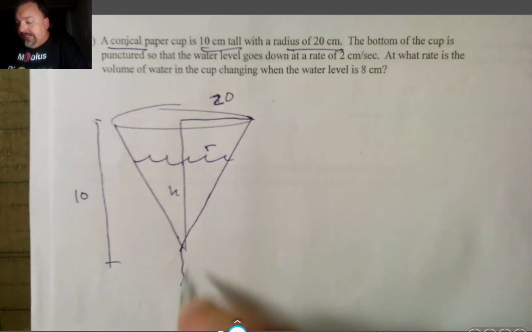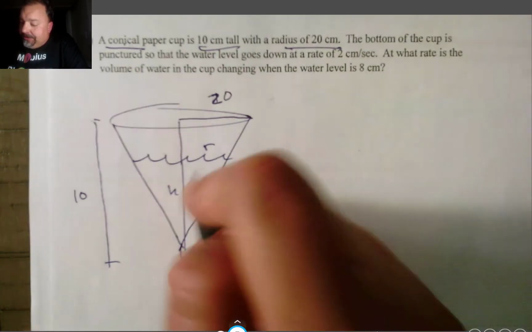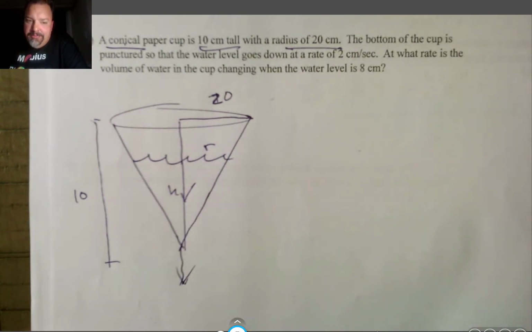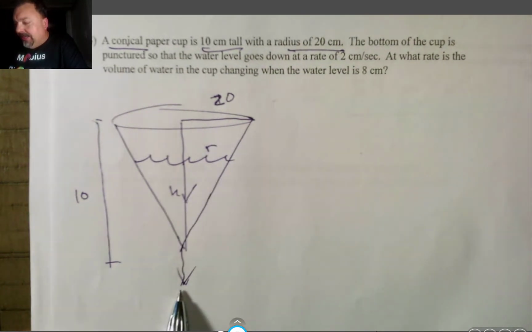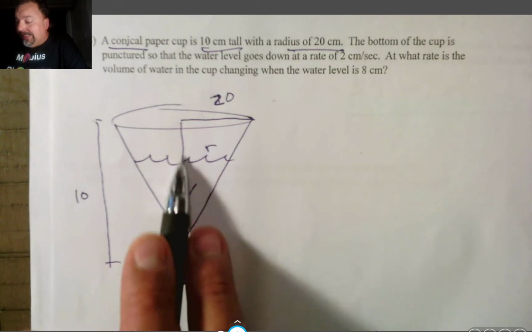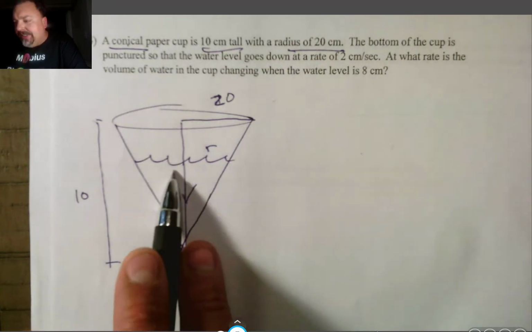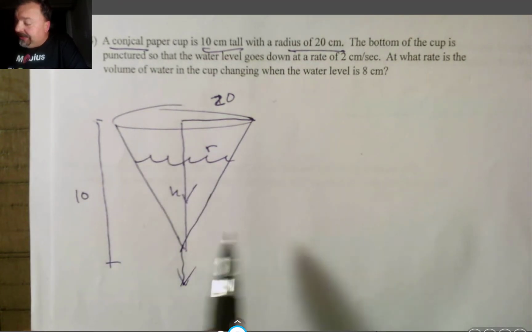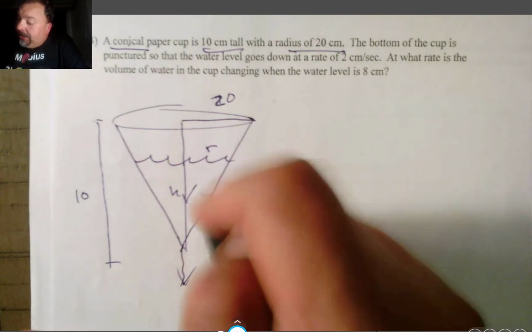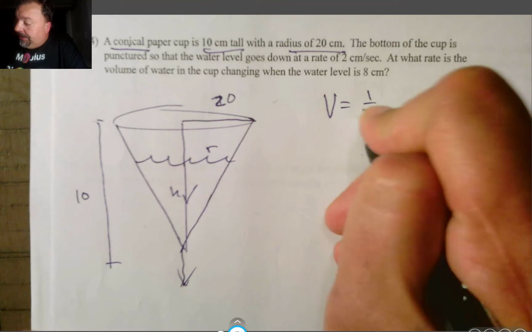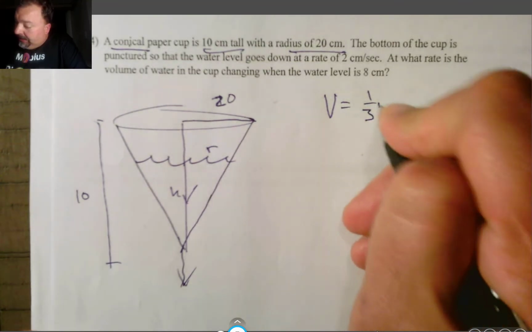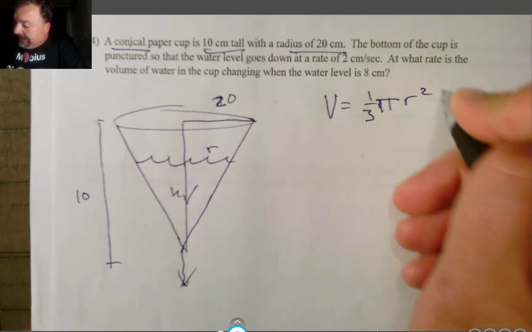And the water is going to be leaking out. So this is going to be going down. So the water is going to be coming out of here. The volume of this water is going to become less. And that means that the height of the water is going to become less. And the radius is also going to become less. Now, when you look at the formula for volume of a cone, it is 1/3 pi r squared h.